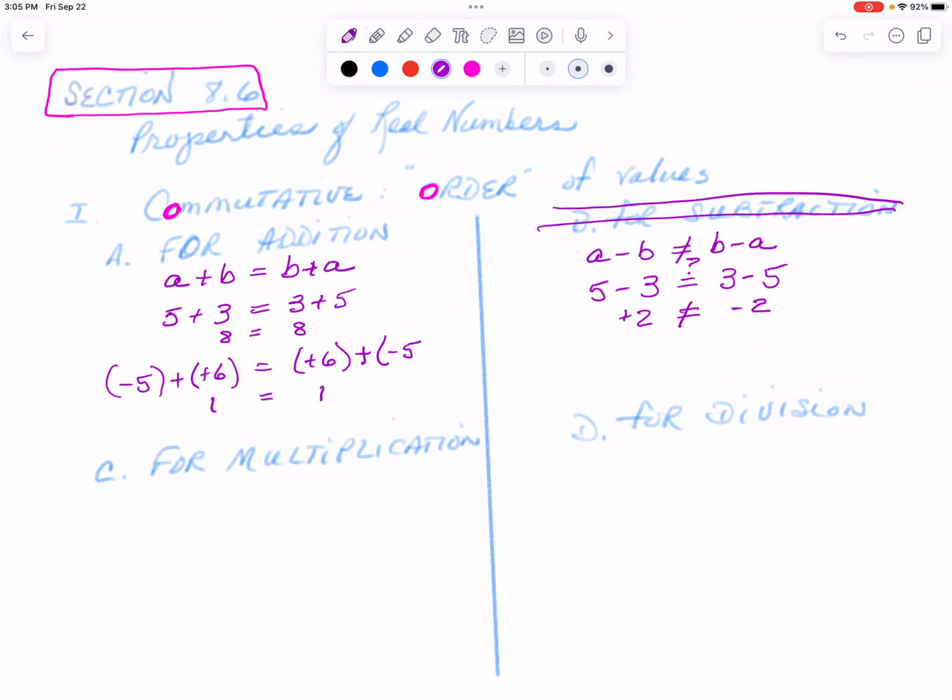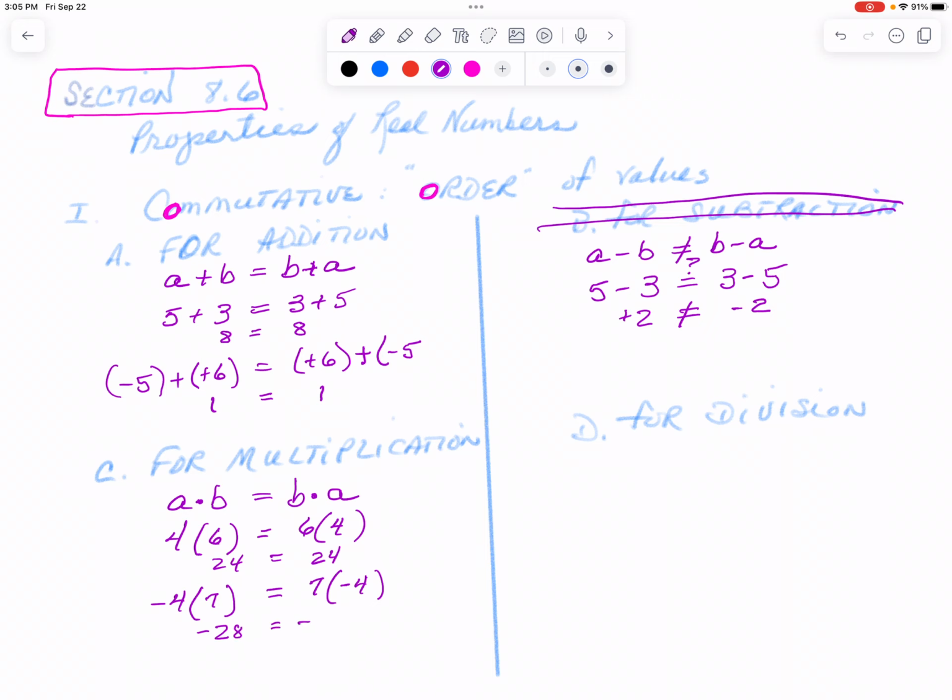What about multiplication? Is it true that A multiplied by B is the same thing as B multiplied by A? Let's try an example. Is 4 times 6 the same thing as 6 times 4? Yes, those two are equal. Does it hold if we have negative 4 multiplied by 7, the same as 7 multiplied by negative 4? It does. So the commutative property for multiplication exists. If you change the order, you still get the same result.